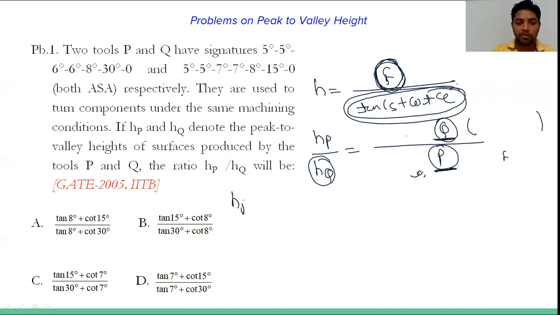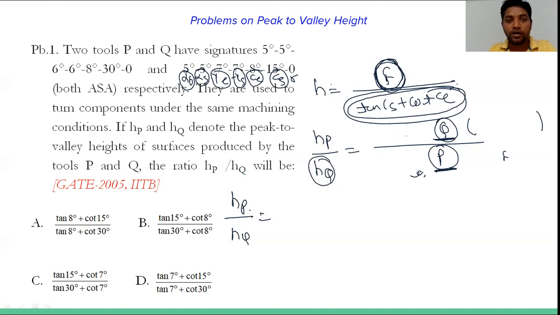So HP by HQ will be equal to, as I wrote last time, this is alpha B, this is alpha S, this is gamma E, this is gamma S, this is CE, this is CS, and this is R. Alpha B is the back rake angle, side rake angle, end clearance angle, side clearance angle, end cutting edge angle and side cutting edge angle.